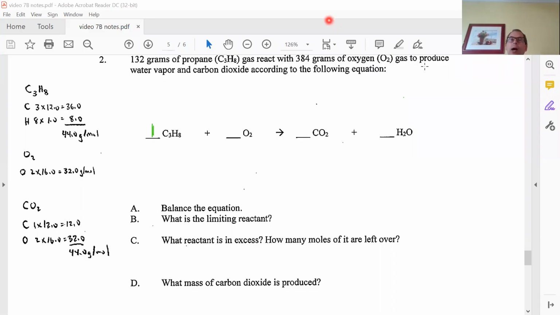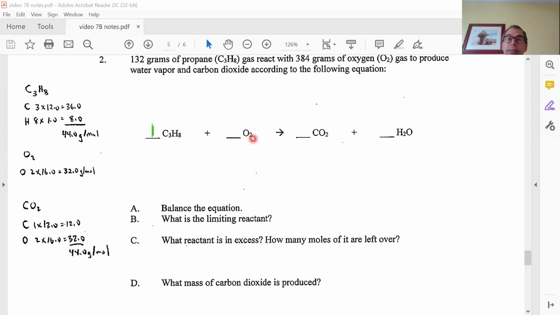Excess limiting reactant problems, page 5. I'm going to do problem number 2 and walk through this in something besides just hydrogen and oxygen. We can do these really for any equation. So it looks like we have 132 grams of propane, which is C3H8. And this is something I think on a gas grill would be a good example of a use of propane.